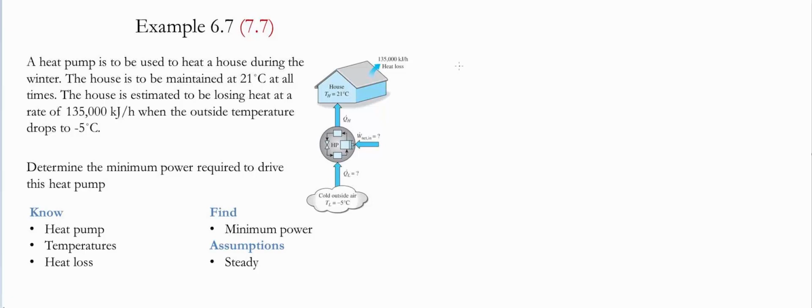This is going to be done for a reversible heat pump. The reason we want to use a reversible one is because that is the highest coefficient of performance that we could have for these particular temperatures, and that will give us the least amount of power required to run this heat pump. So we do that simply by saying 1 divided by 1 minus the low temperature divided by the high temperature.